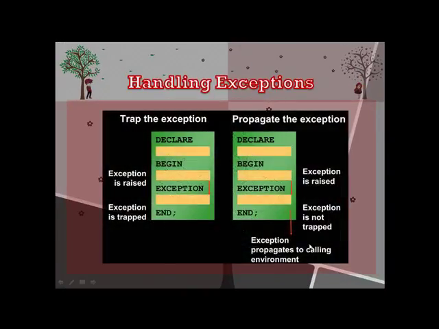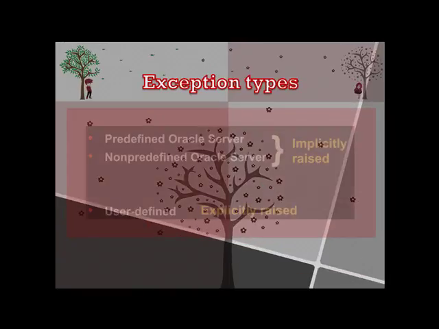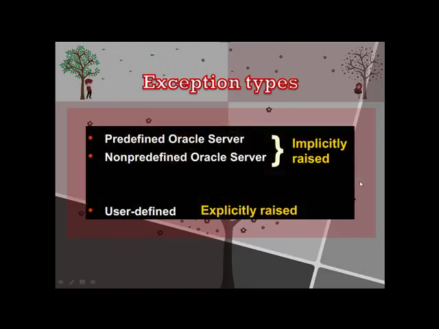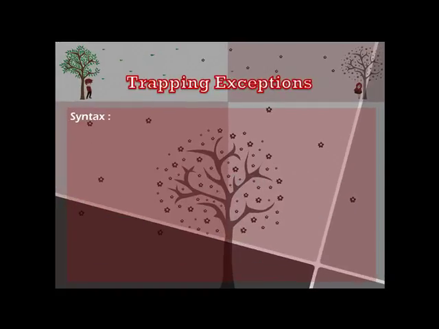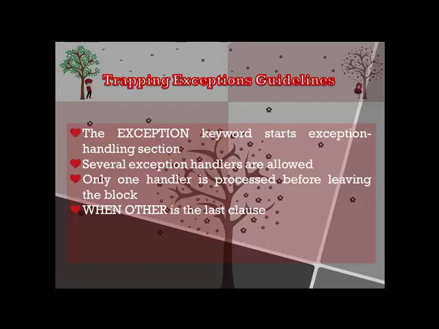This is the handling exception. This is the type of exceptions. This is the syntax of trapping exceptions. Trapping exceptions guidelines. The EXCEPTION keyword starts exception handling sections. Several exception handlers are allowed. Only one handler is processed before leaving the block. WHEN OTHERS is the last clause.